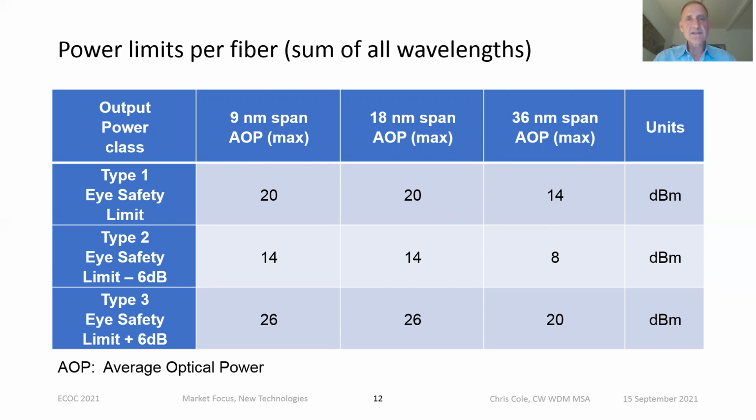Type 2 is the eye safety limit reduced by 6 dB. So this would be for low power applications where the link budget wasn't critical, but minimizing the energy use was. And then the type 3 is the eye safety limit plus 6 dB, where we're trying to maximize the link power. In this case, special precautions would have to be taken with the source. For example, it would be mounted on the same card so that actually the fiber is not exposed to service personnel.